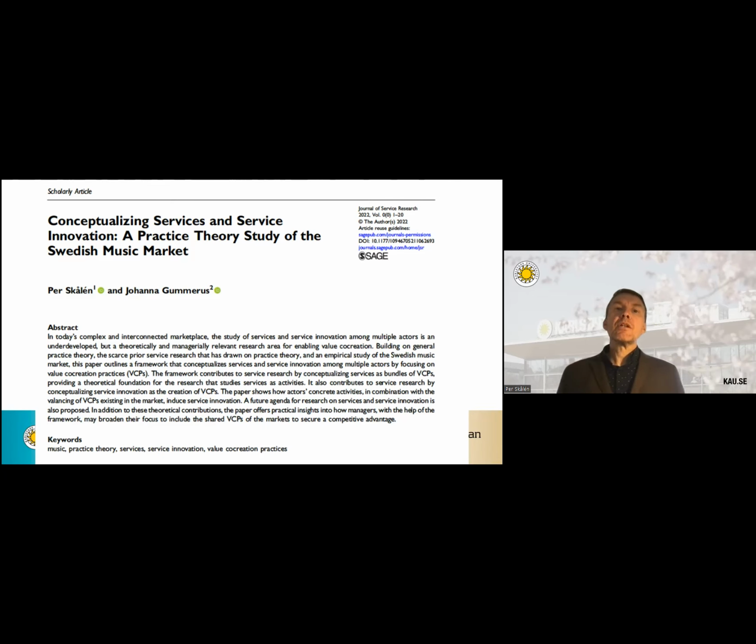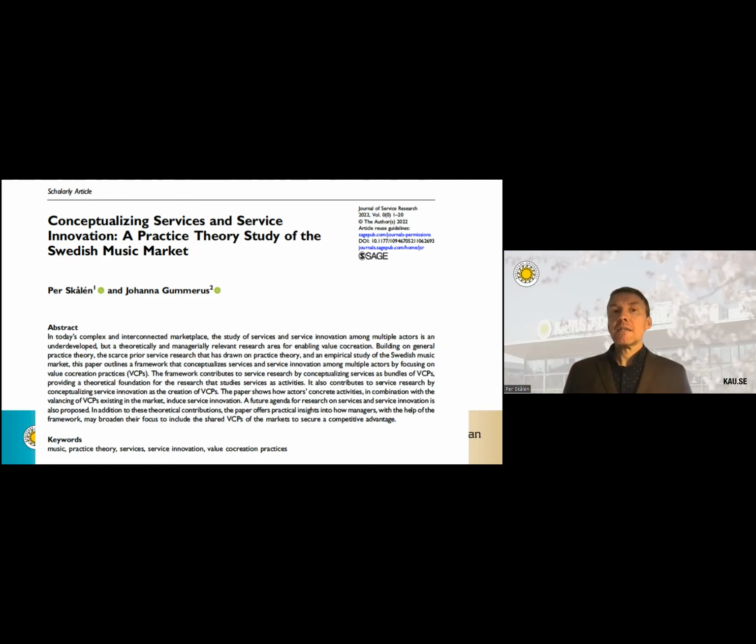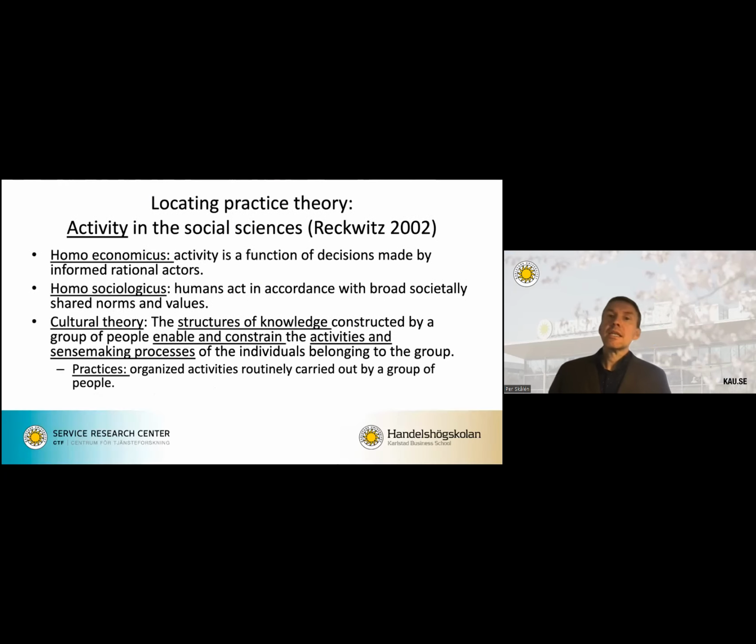Before I do that, I will just give you some ideas of what practice theory is. Practice theory is a quite complex theory that has been developed within philosophy and sociology, so it's not possible for me to explain everything for you today, but I will just give you some insights and positioning of practice theory. That is where I will start, and I used the paper by Reckwitz from 2002. I think that's a very good introduction to practice theory.